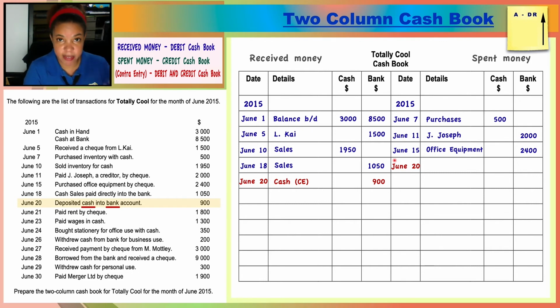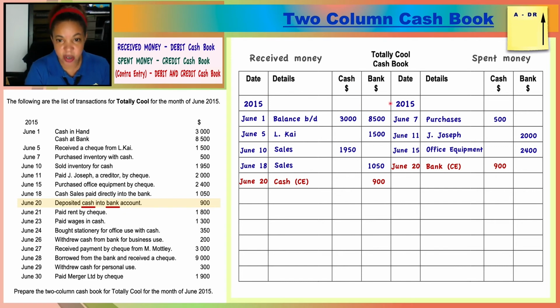You put it on whatever the next line is, and it will be June 20th. The opposite: cash, that means your detail on this side will be bank with the CE, contra entry, and then your cash column will have the 900 to show that your cash in hand is what decreased. And where did it go? It went into your bank account.